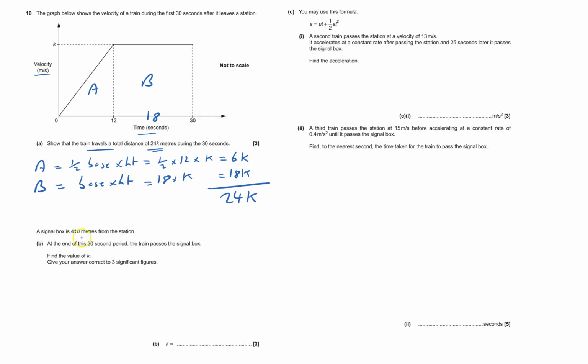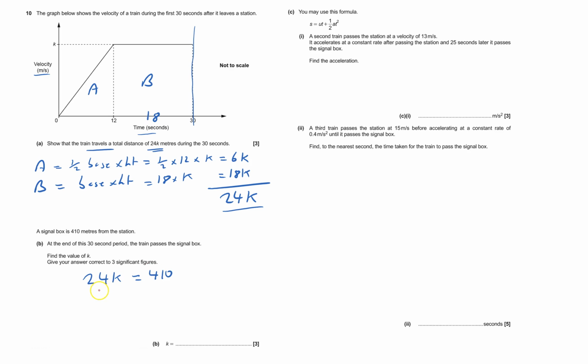The signal box is 410 metres from the station. At the end of this 30-second period, the train passes a signal box. So the signal box is like it's here, that's where the signal box is after 410 metres. We've got to find out what k is, and we know that 24k is the distance. We know that 24k must therefore equal 410.